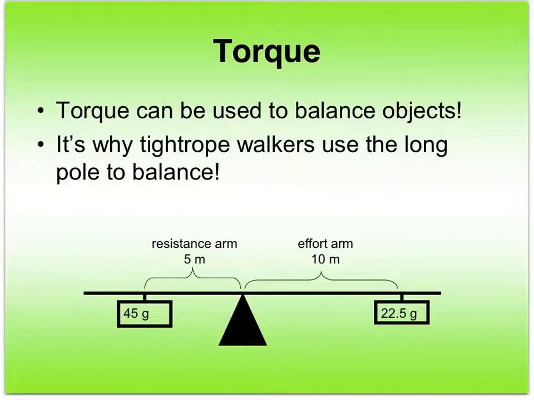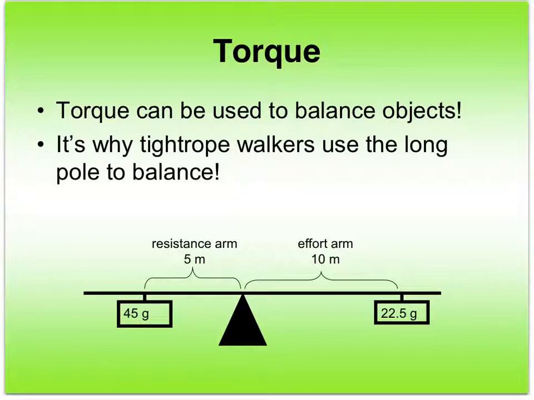Torque can be used to balance objects. It's why tightrope walkers use a long pole to balance themselves, because they can create different torques on either side. This is what happens when an ice skater pulls their arms in close or moves them far away. It's the same idea as if you were trying to lift your grocery bags. If you lift them close to yourself, it's pretty easy, but if you extend your arm out far, it becomes harder.